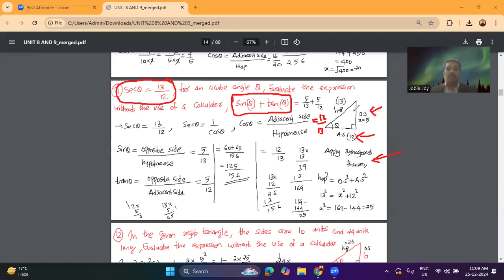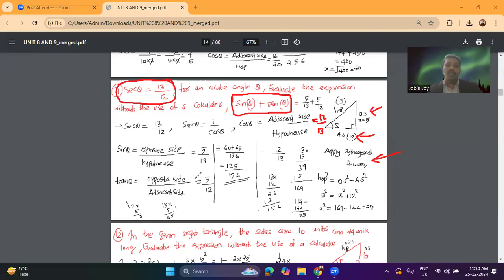Now I have all the three sides. Hypotenuse is 13, opposite side is 5, and adjacent side is 12. So you can calculate sine theta. Sine theta is equal to opposite side divided by hypotenuse, 5 by 13. Then tan theta is equal to opposite side divided by adjacent side, 5 by 12.